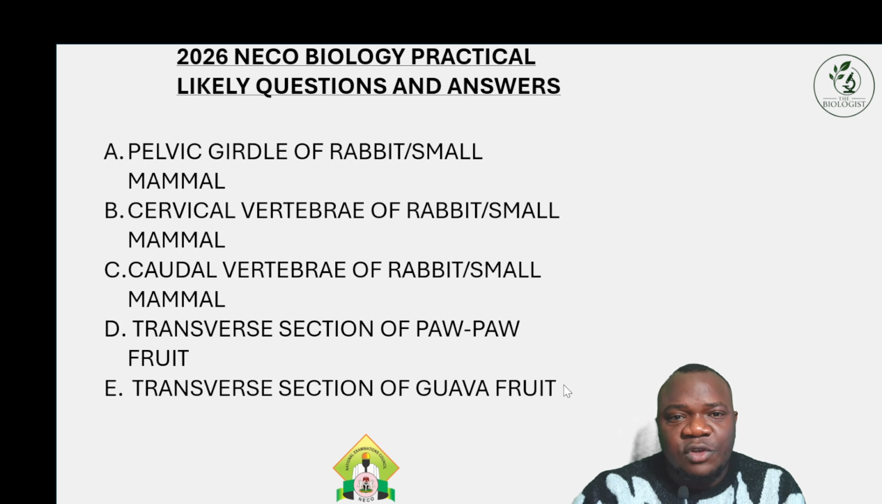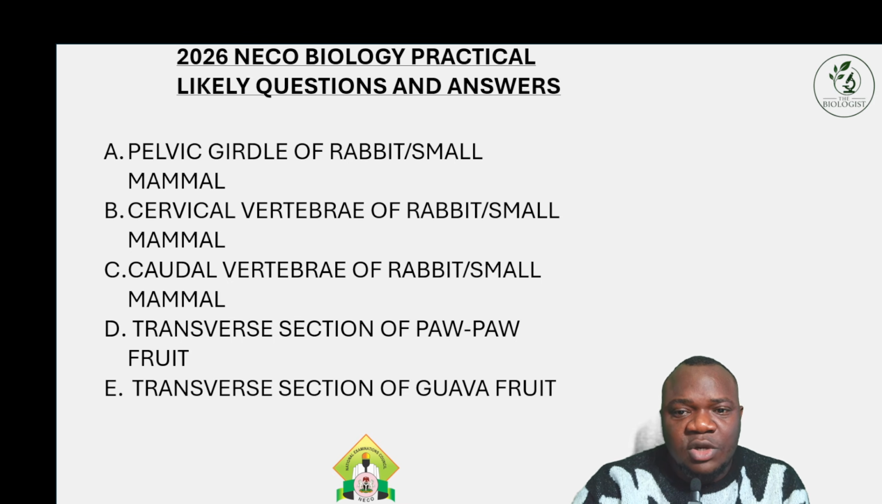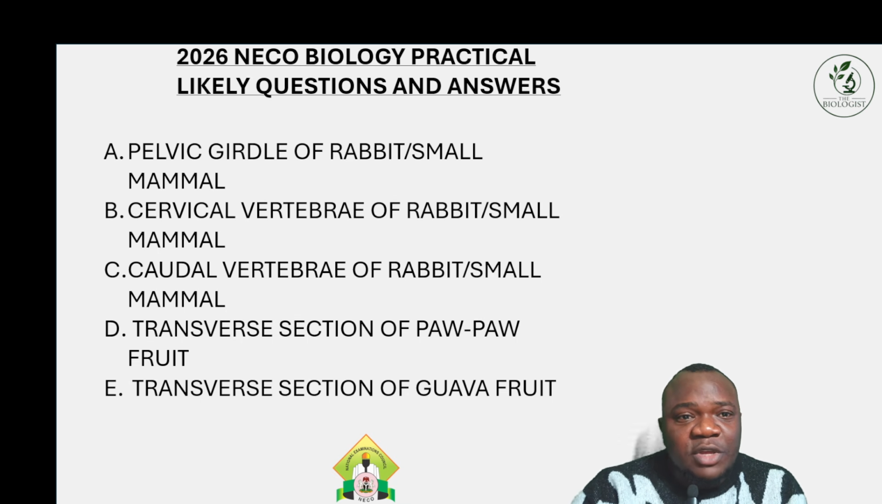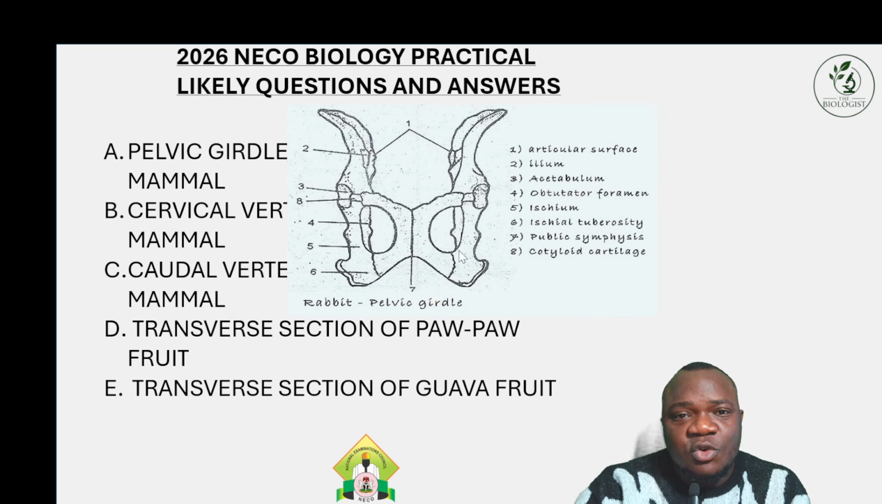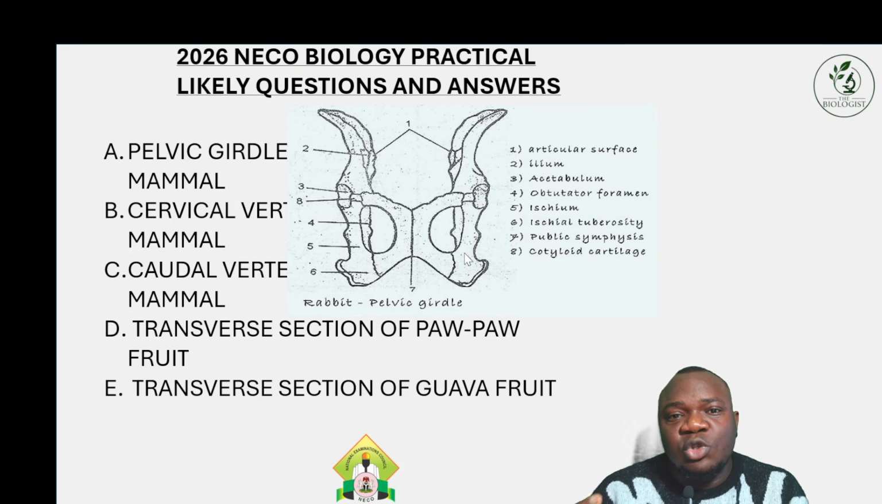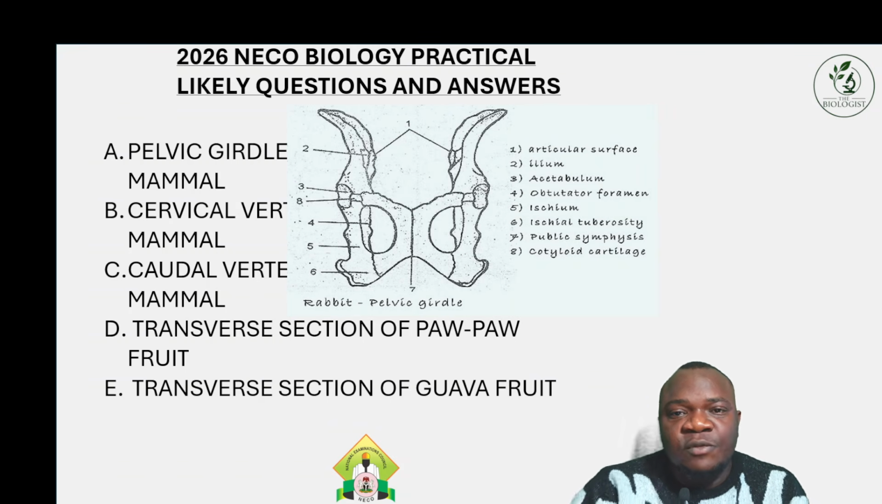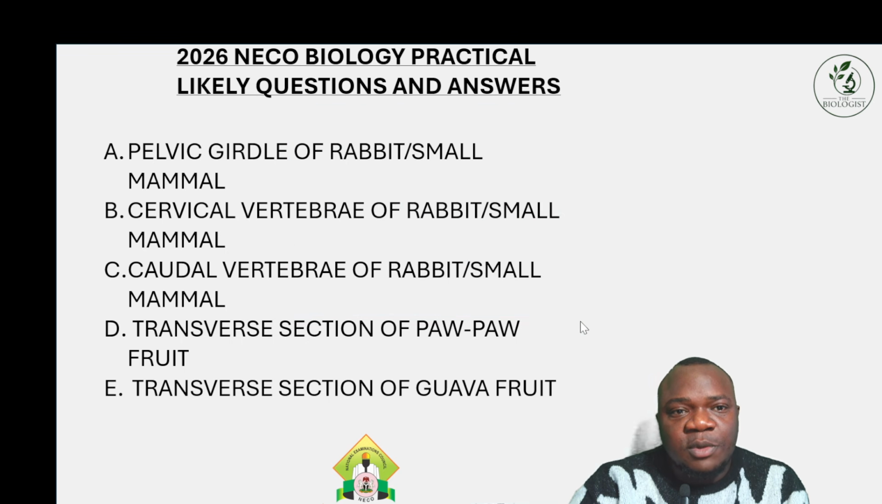So now we'll have different specimens here. Specimen A is the pelvic girdle of a rabbit or a small mammal. It's very important for you to be familiar with topics in biology. For the pelvic girdle, you have to have knowledge of the skeletal system, so you know the different vertebrae and what their structure looks like. So this is a pelvic girdle of a mammal.